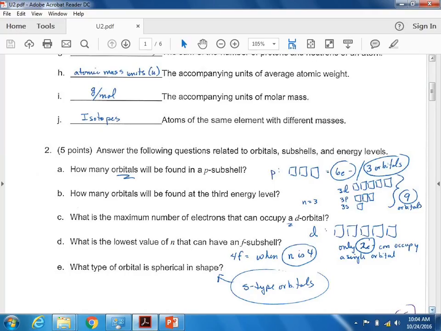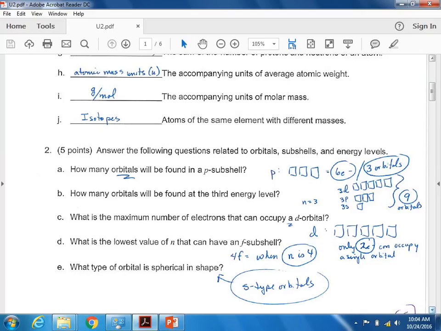Then I asked some questions about electrons and subshells and orbitals. Some of them are tricky. These were each worth 1 point. How many orbitals can you find in a p subshell? The answer is 3. A p subshell, you would tell me, can accommodate 6 electrons, but there are 3 orbitals in a p-type subshell.